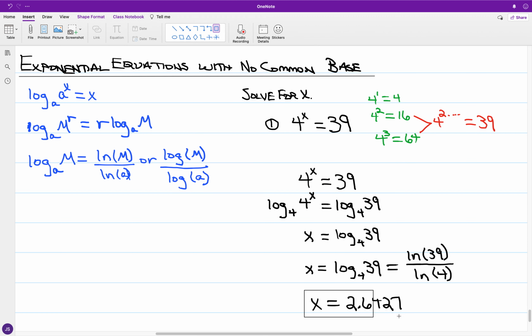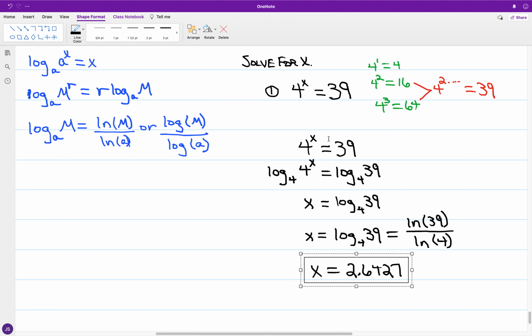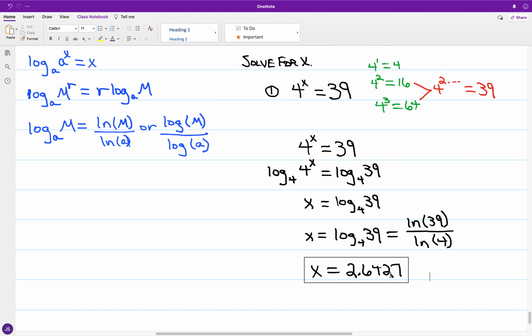So if I took 4 to that power, it's going to be very close to 39. Again, I'm just limiting this to the first 4 decimal places. It might be like 38 point something, 38.999, or 39.00 something. But again, you have it to the nearest 4 decimal places. This is going to be the value for x.